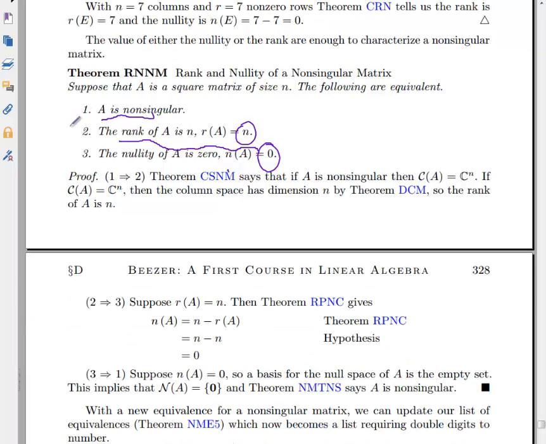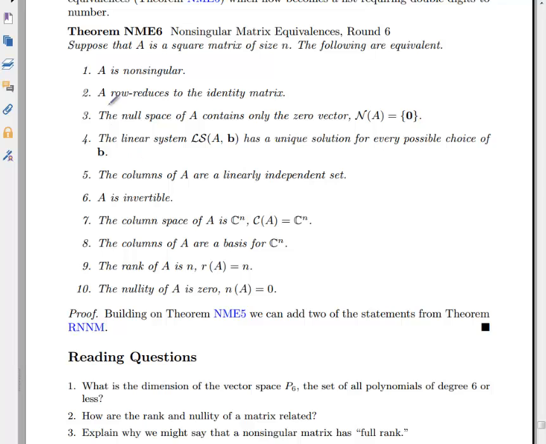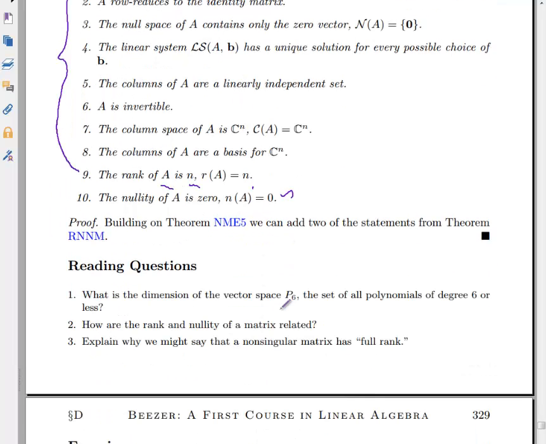So here we've added two more conditions that are equivalent to A being non-singular. Those are the two added down here. We already know this whole list of equivalent conditions for a non-singular matrix. Now we can also say that if the rank of a matrix is n, then that matrix must be non-singular, and vice versa. Or if the nullity of a matrix is 0, then A is non-singular, or vice versa. So that finishes us out with this section.